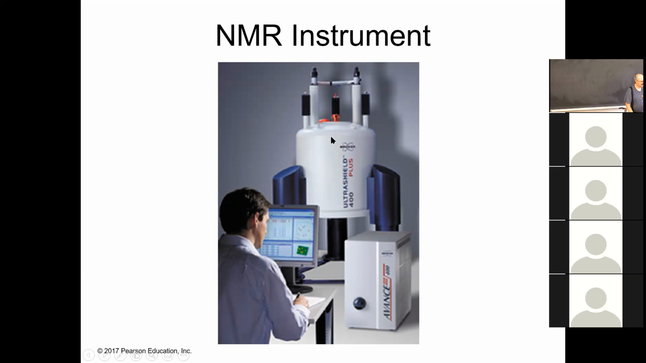The magnet's at the center of this great big tank. This is surrounded by liquid helium, and that liquid helium is surrounded by a jacket of liquid nitrogen. Liquid helium is just 4 degrees above absolute zero, 4 Kelvin. You can generate a more powerful magnetic field with this superconducting type instrument.